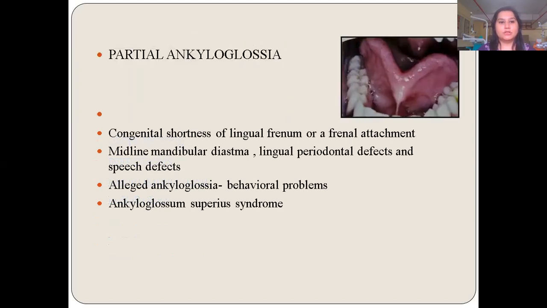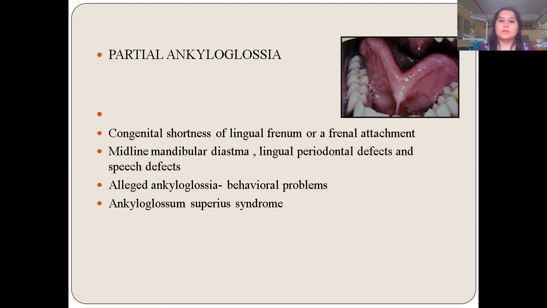Coming to the developmental disorders of the tongue, first is partial ankyloglossia. Partial ankyloglossia is congenital shortness of the lingual frenum, or frenal attachment, as you can see. There is midline mandibular diastema, lingual periodontal defects, and speech defects can be seen in the patient. Patients may have some behavioral problems. Ankyloglossia means the tongue is ankylosed, that means the movement is restricted.